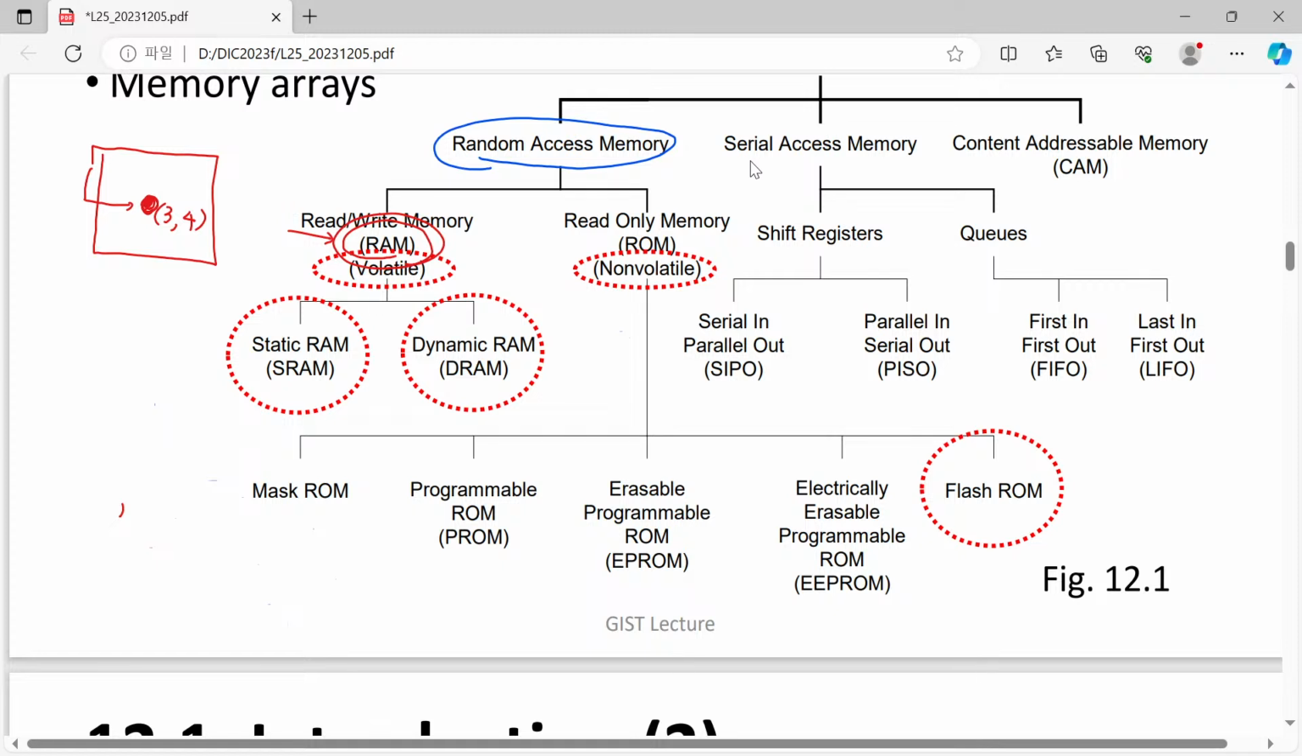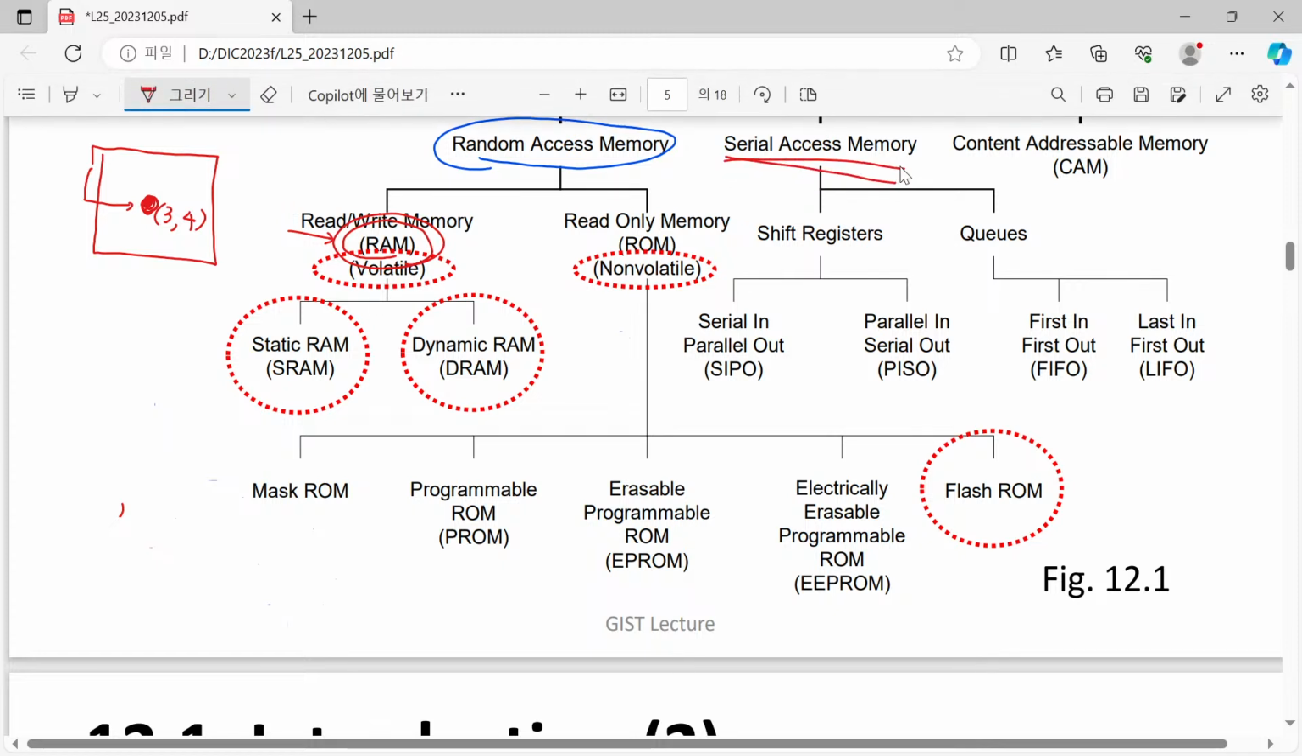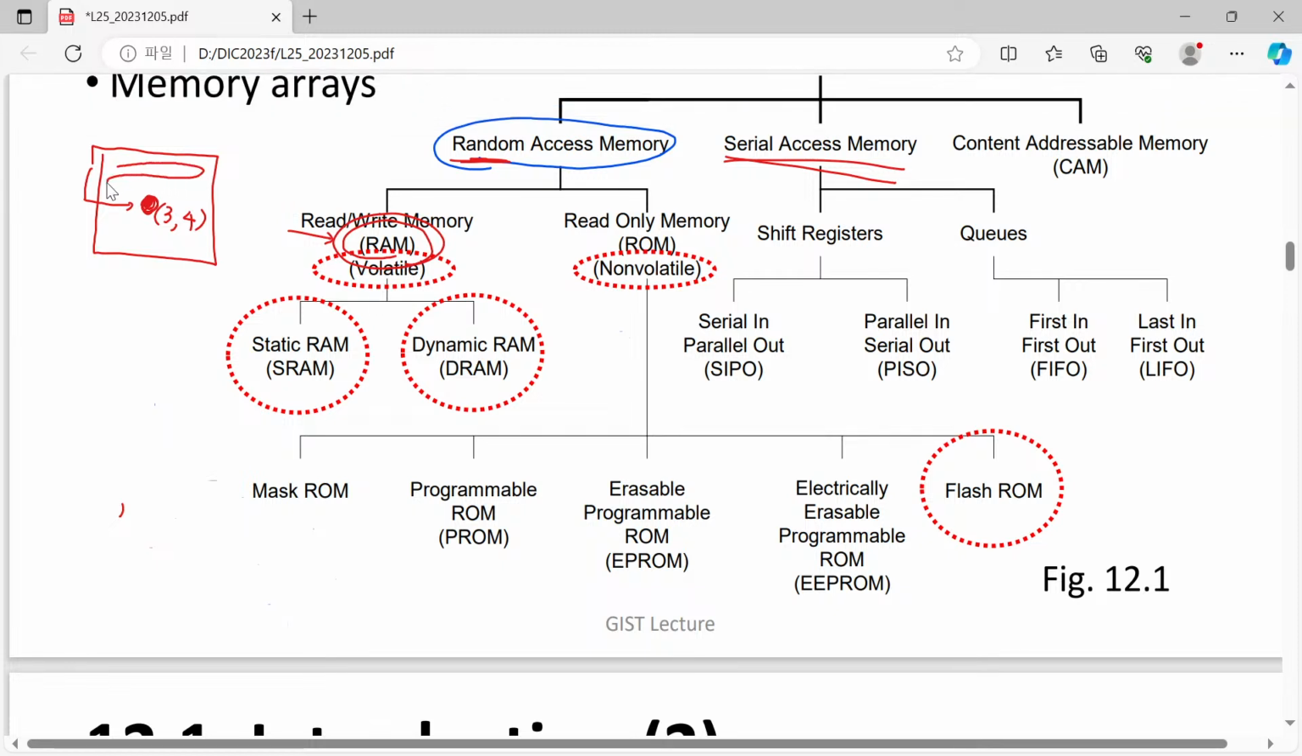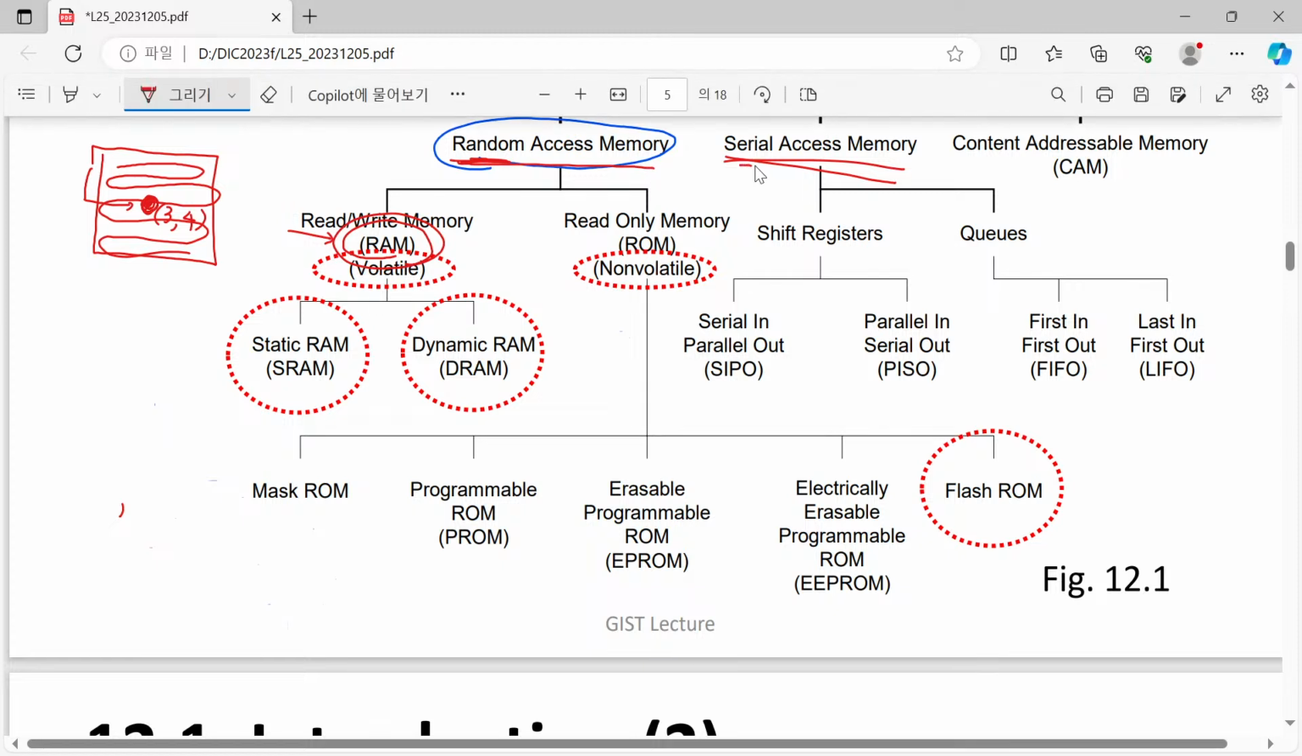So for example, you can say that serial access memory cannot navigate in a random way. Instead of that, it should just go in this way or another predefined way. So of course, compared with random access memory, this kind of memory access type is much more inferior.